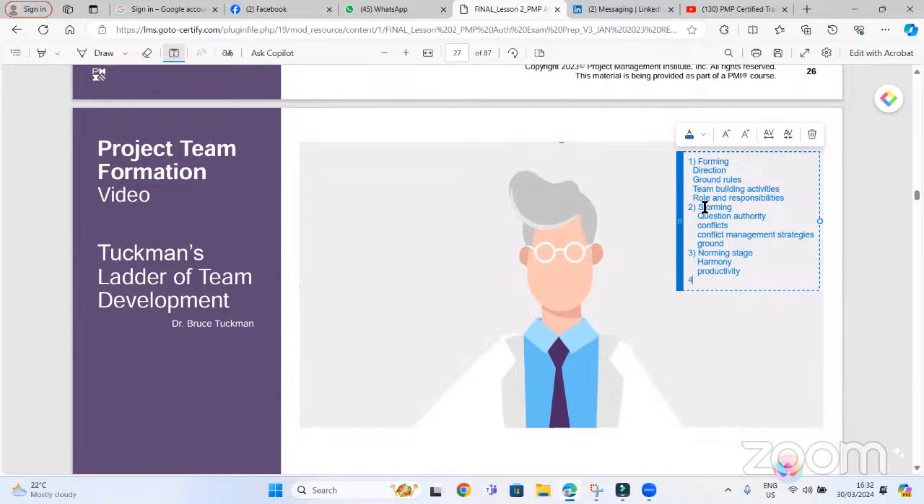But Bruce Tuckman said that there is further improvement which happens along the way. And then you would see there will be teams which go above and beyond the normal level. They will be called performing teams. So he said that there is a fourth stage which is categorized as the performing stage. So in the performing stage, people will complement each other. Like, if someone is sick, the other person will carry on with his responsibilities.